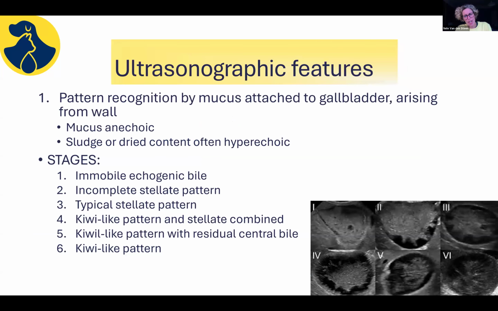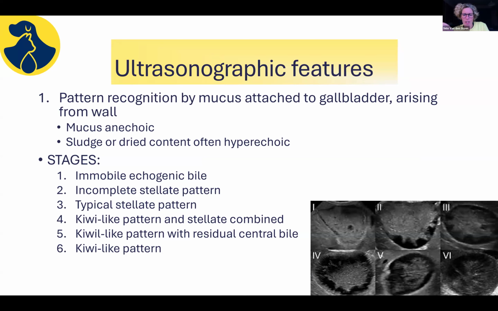So what do we find on imaging if we do image these patients? There are quite clear patterns that we can discuss. What we're doing these days is pattern recognition, and we have made 5 stages of ultrasonographic changes that things can progress through. What you have to remember on these pictures is that the mucus looks anechoic, or black. The bile, definitely if there is a bit more sludge in there and because there's stasis, is often hyperechoic.